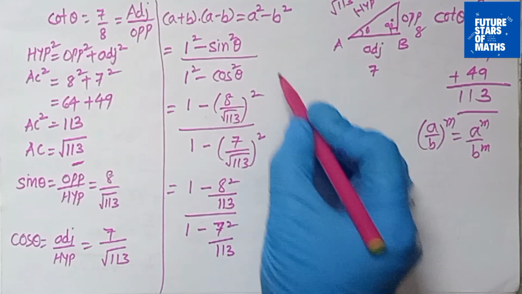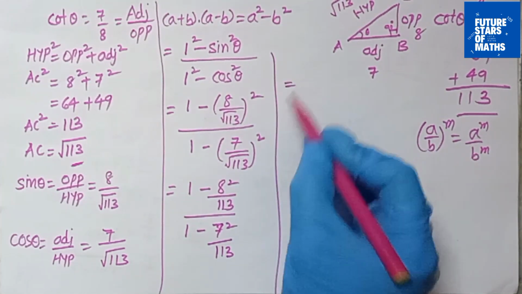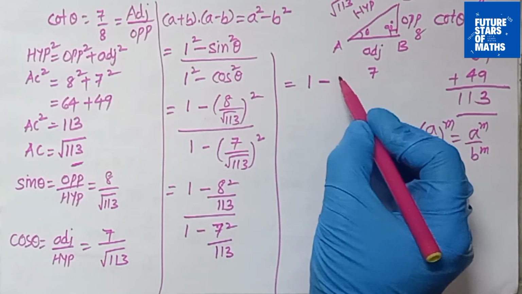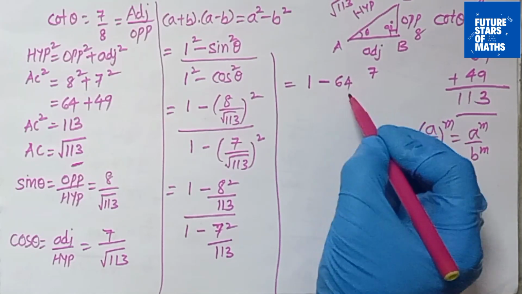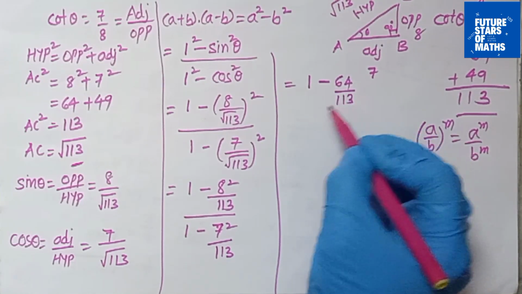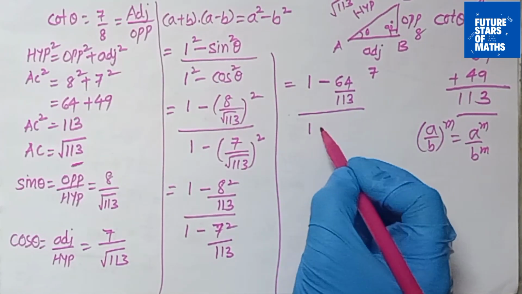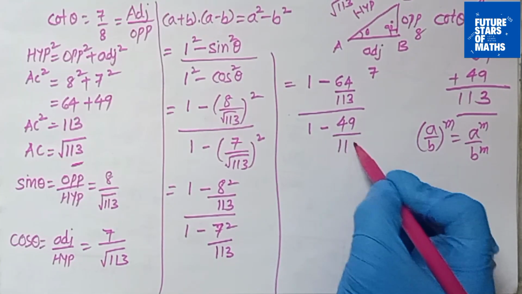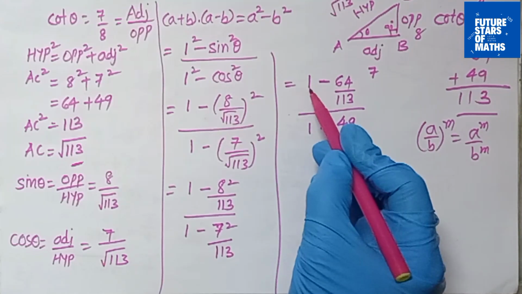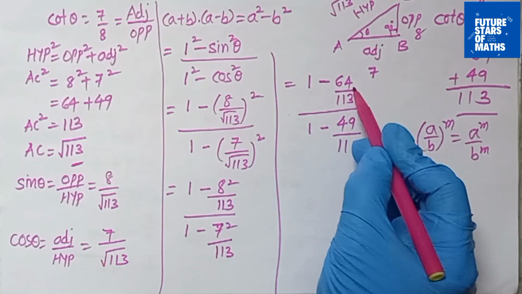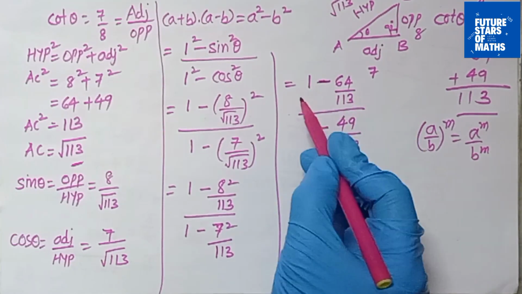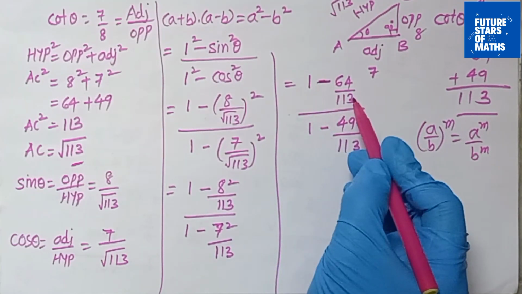So this is equal to 1 minus 8 square, which is 64 by 113, whole divided by 1 minus 7 square, which is 49 by 113. But here what do we have? Here we have a number and here a fraction, and we have to subtract this. So what do we have to do? We have to change this to like fractions.